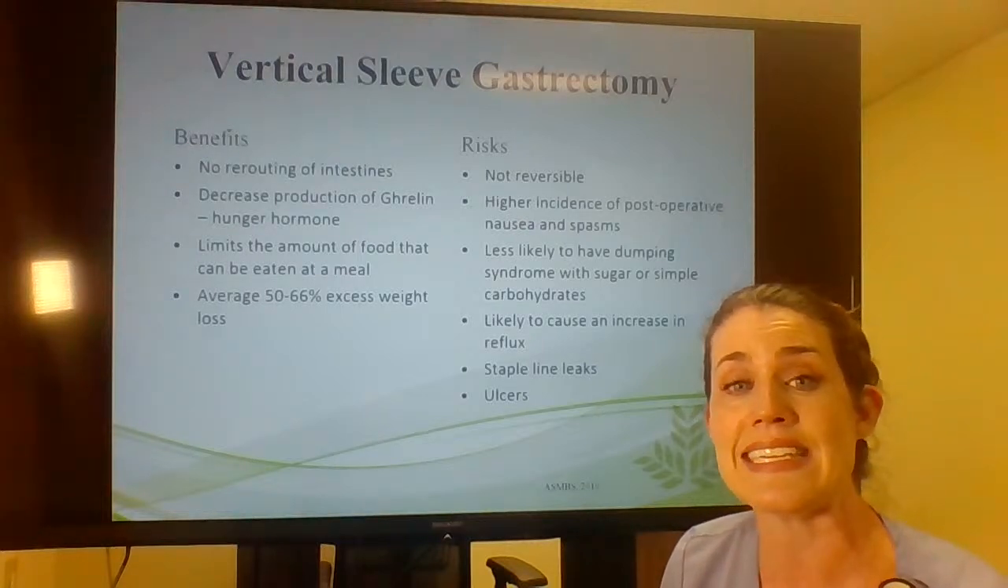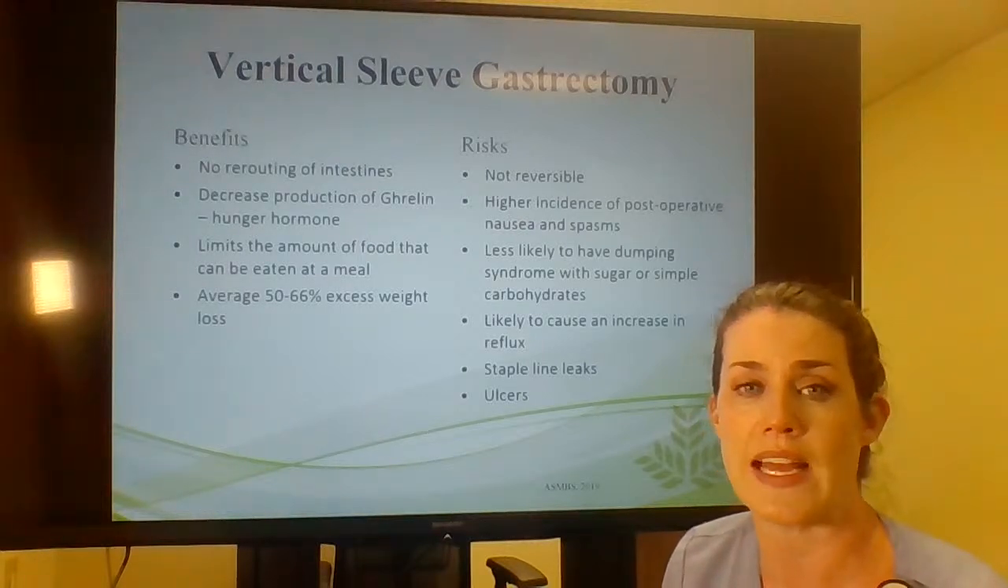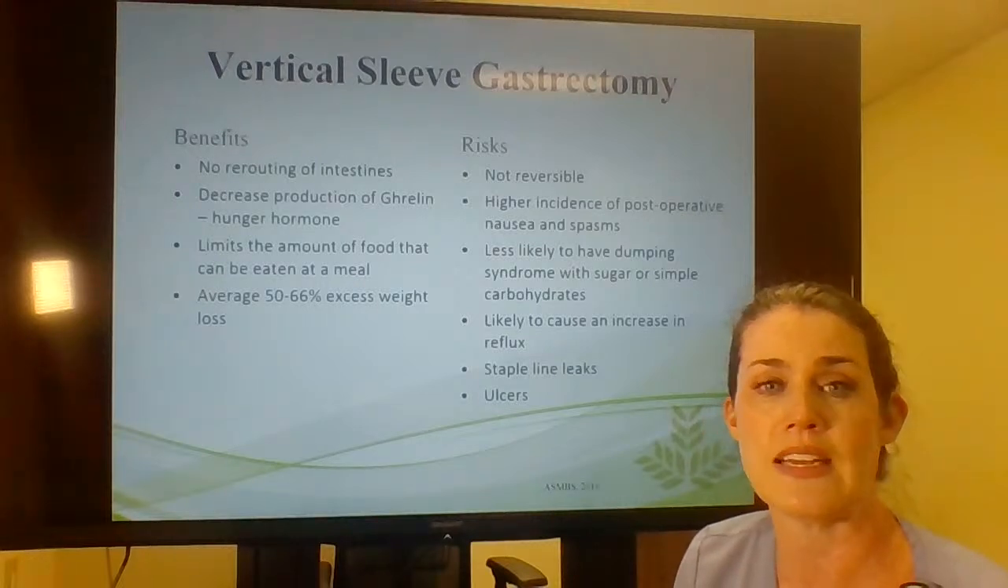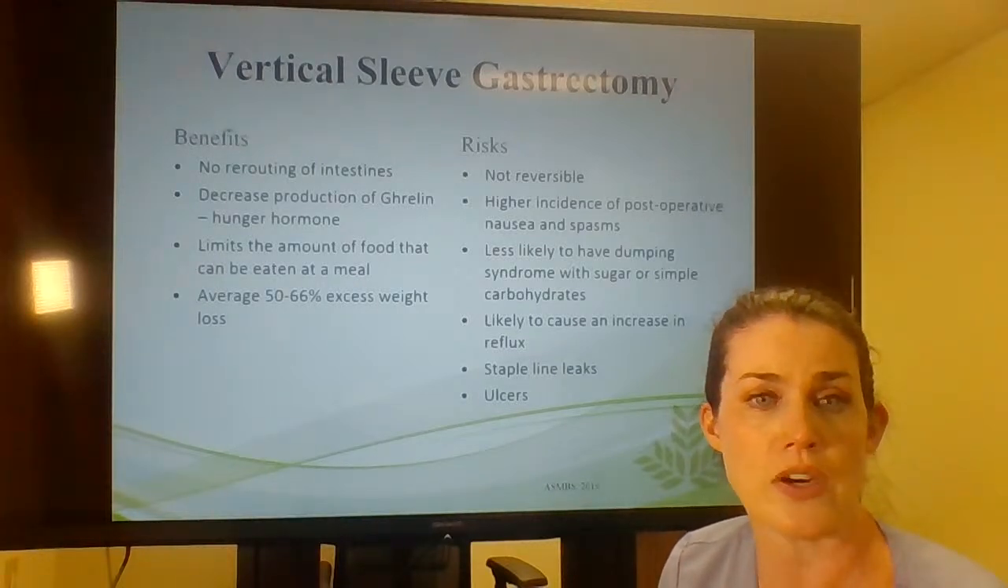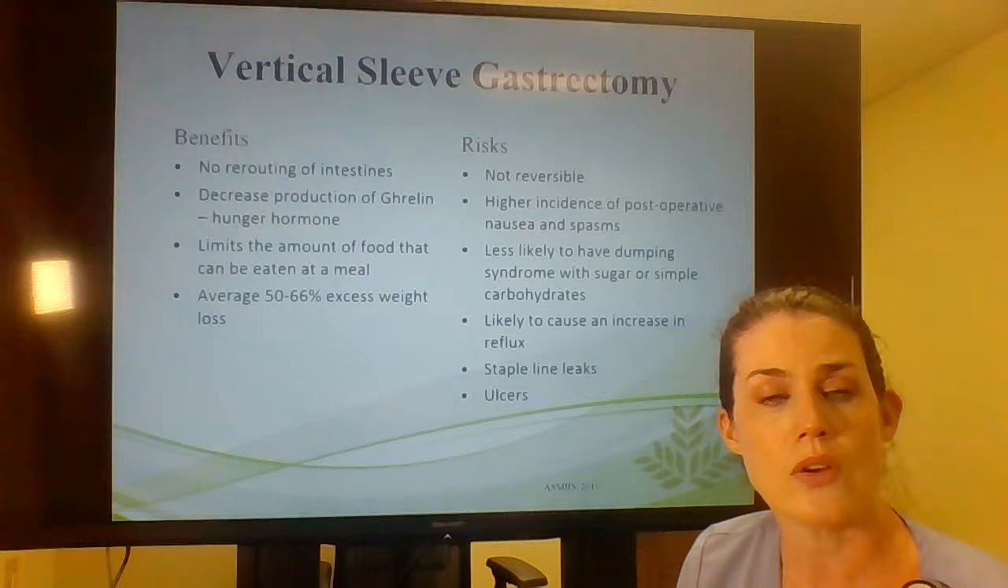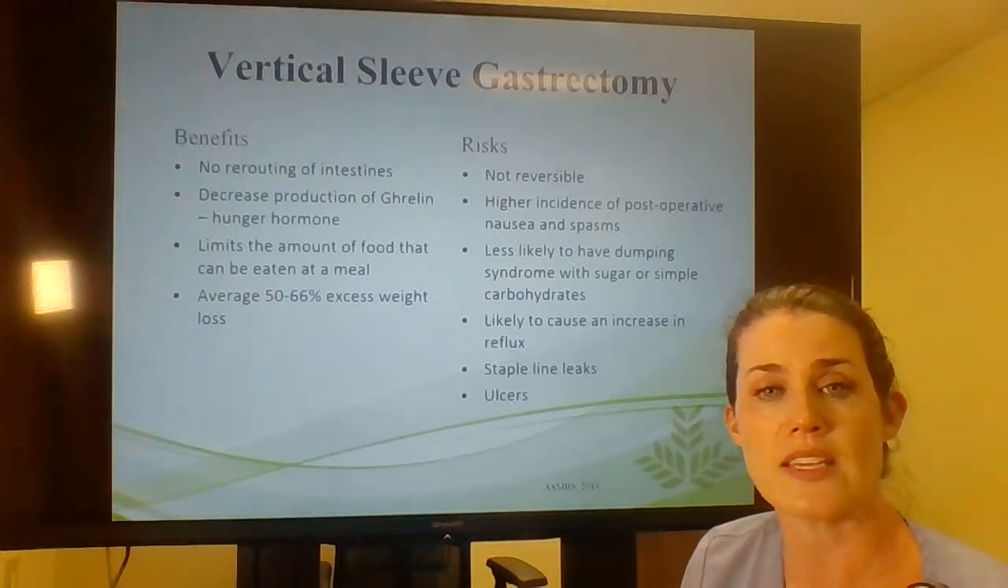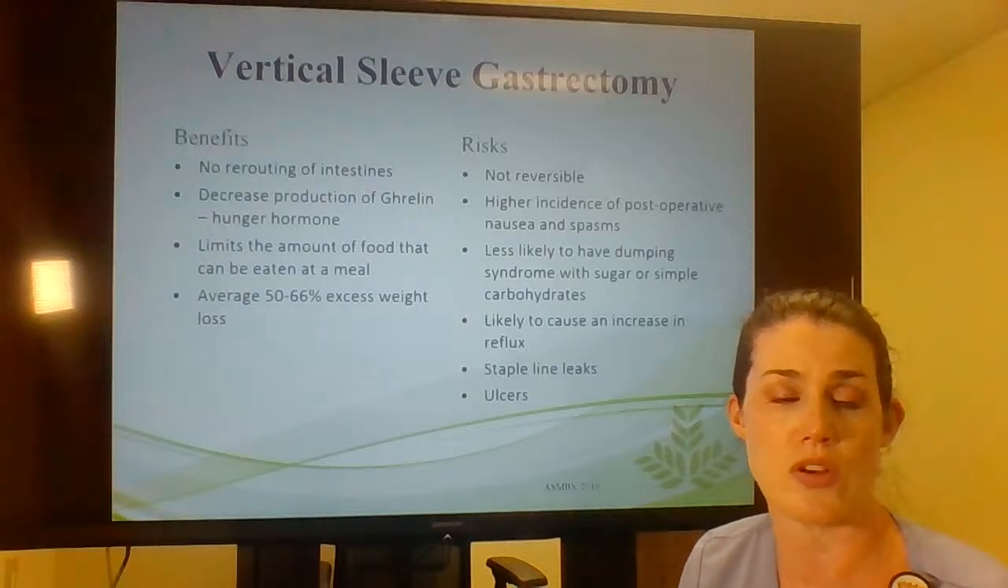One of those things is NSAID medications, non-steroidal anti-inflammatory medications. Those things could be like Motrin, Advil, Goody's powders, smoking, or alcohol. Those are things to avoid. Okay, those are things that would increase the risk of gastric ulcers.